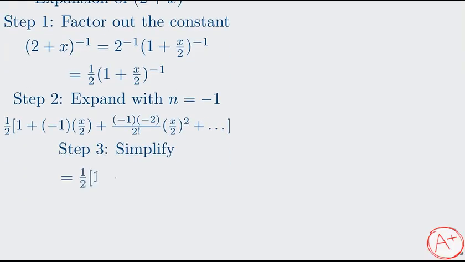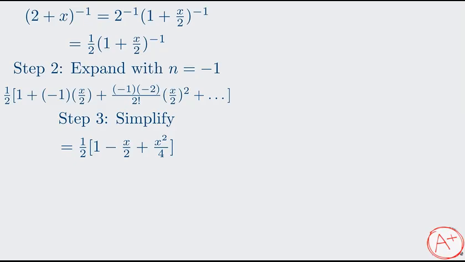Step 3 is to simplify the terms. Inside the bracket, we get 1 minus x over 2 plus x squared over 4. Distributing the half gives us the final expansion, 1/2 minus x over 4 plus x squared over 8.